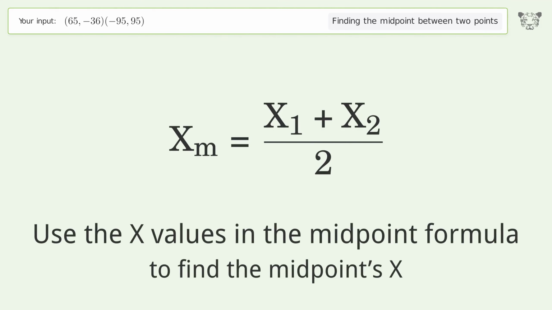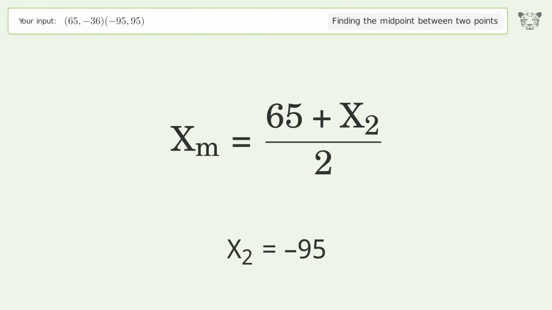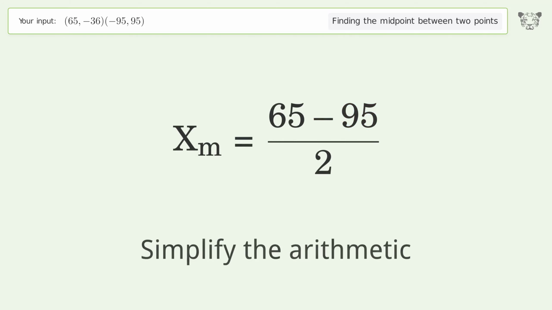Use the x values in the midpoint formula to find the midpoint's x. x1 equals 65. x2 equals negative 95. Simplify the arithmetic.